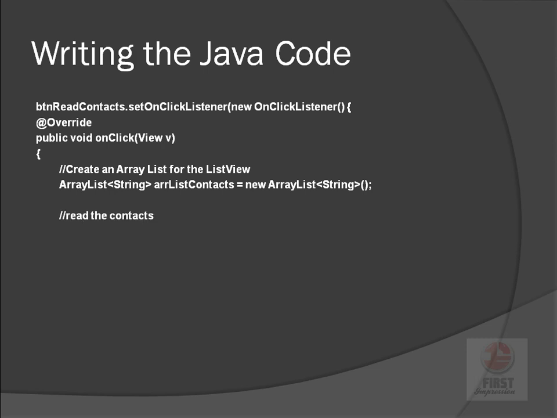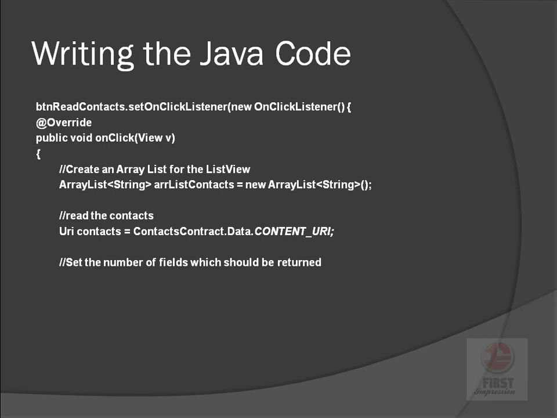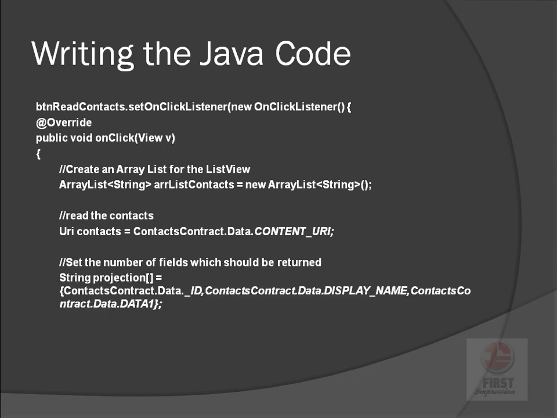Then we'll be reading the contacts. To read the contacts, we have to first define the URI of the contacts, and we have to define the projection, that is the number of fields that we want to fetch from the contact book. We want to fetch the ID of the contact, the display name of the contact, and data 1 of the contact. Each contact can have 15 different data fields. Those can be the phone number, the address, the email ID, etc. Out of that, we are accessing the first data field. Normally, the data 1 field contains the phone number of the contact.